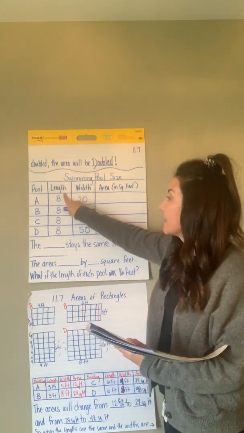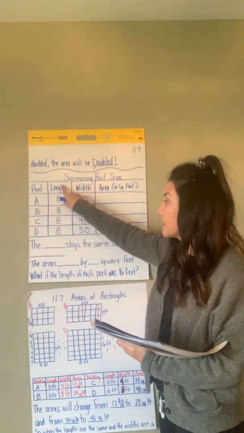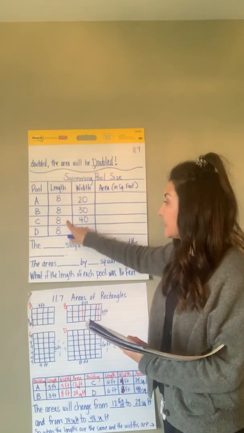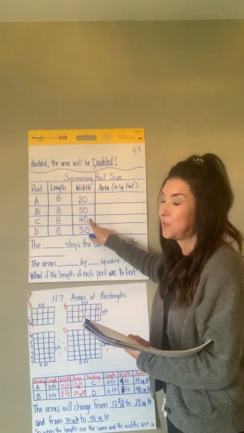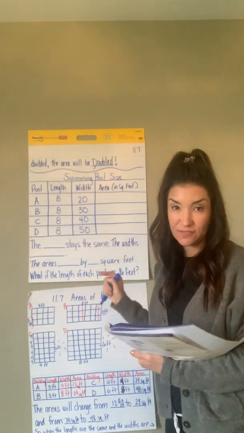Pool A, the length is 8, the width is 20. Pool B, the length is 8, the width is 30. Pool C, the length is 8, the width is 40. And Pool D, the length is 8, the width is 50 feet.